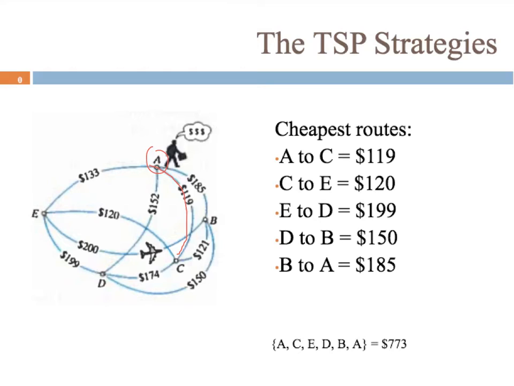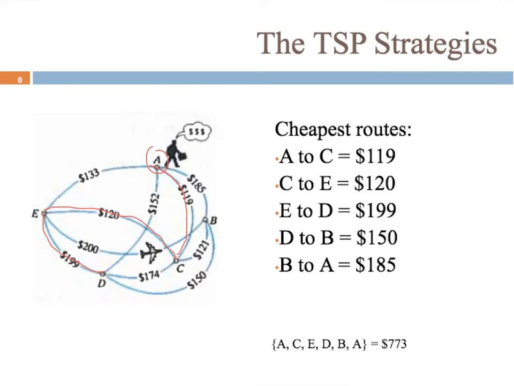So we can't go back to A until the very end, until there's no other places to go to. So now, from C, we're going to go either to B, D, or E. So we only have 3 choices here. C to B is 121, C to E is 120, and C to D is 174. We are going to go to E, because that is the cheapest. And then from E, now we can either go to D or to B. So to D is 199 and to B is 200. So we're going to be choosing D.